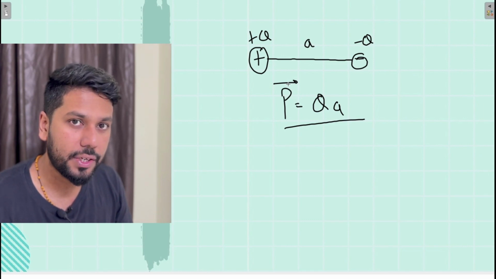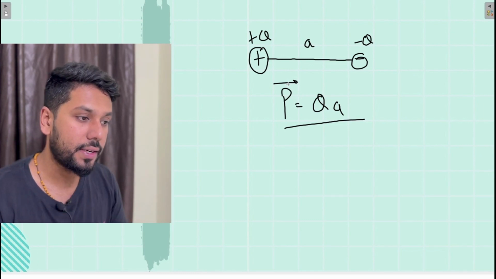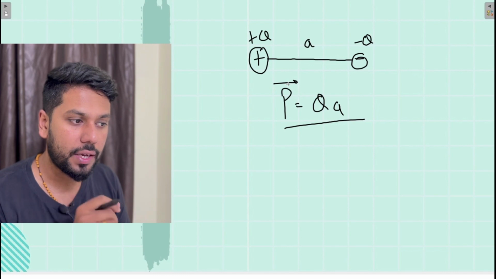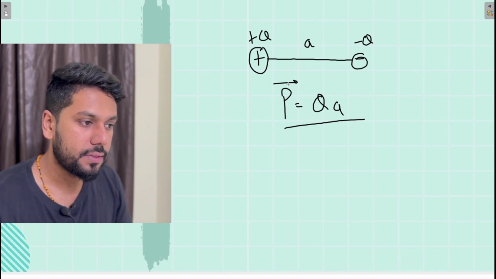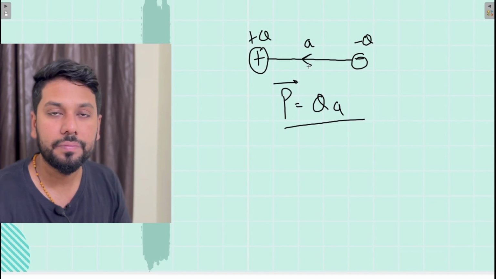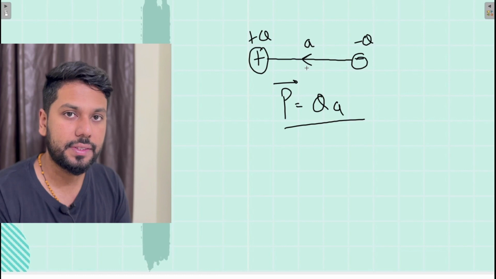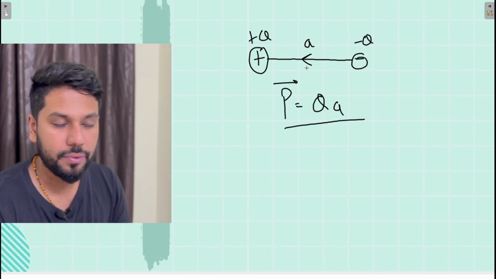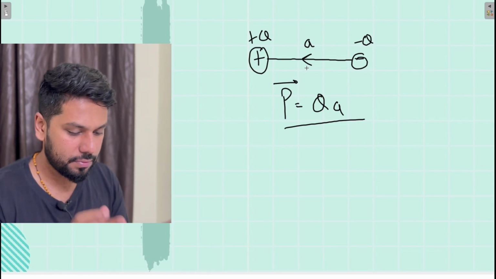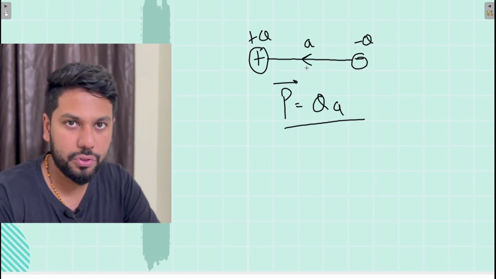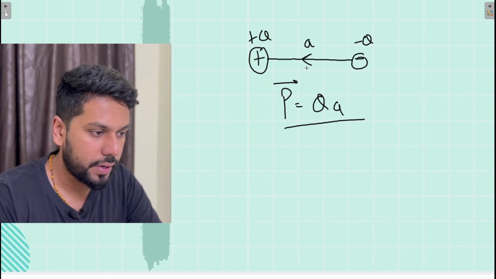And what would be the direction? Students, you should understand that the direction of the dipole is in this way, from the negative charge to the positive charge. That is the direction of the dipole, right? So this is a basic physical quantity, the dipole, that you should know.